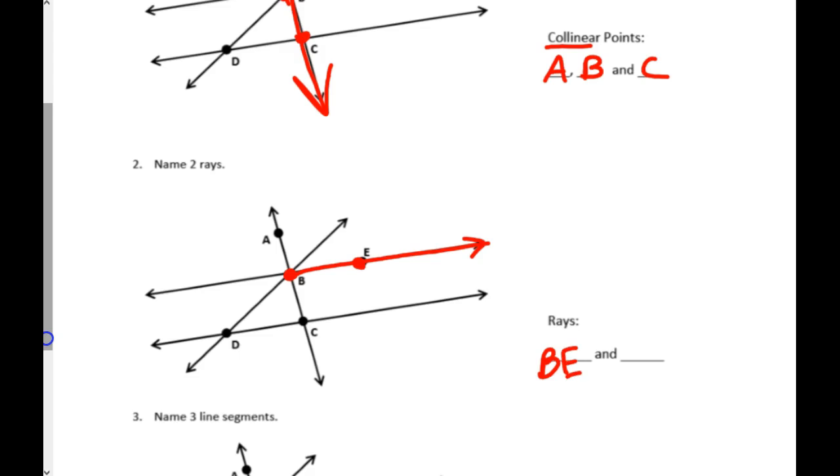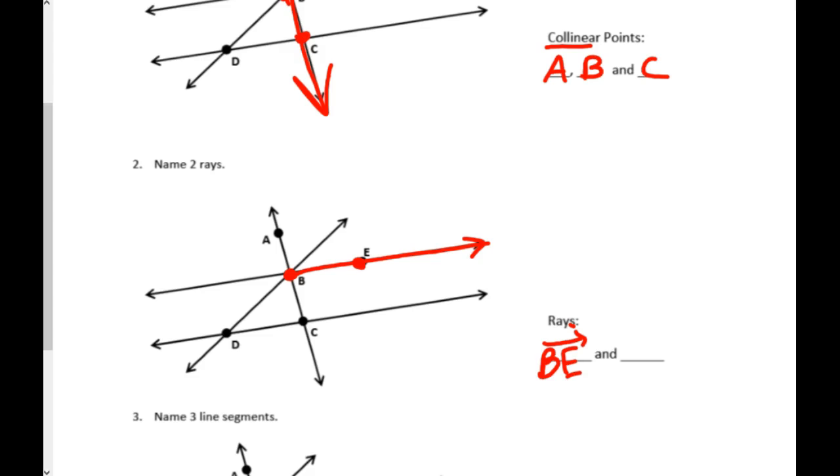What goes on top? Not a line, a ray. Okay. So we did the notation on the notes, the vocab. For rays, you have to put an arrow going to the right. Always to the right. Okay? Now, let me show you why.